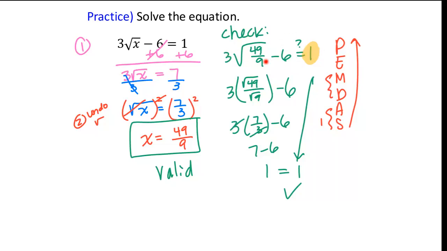Then you have to go plug it in and check it. So 3 times x was 49 over 9. Then you distribute the square root to the fraction. And then the square root of 49 is 7, square root of 9 is 3. Our 3's cancel, so we're left with 7 minus 6, which is 1. And then check, did it equal the right side? It does, so therefore it's valid.